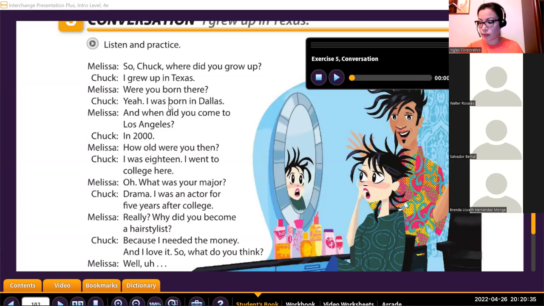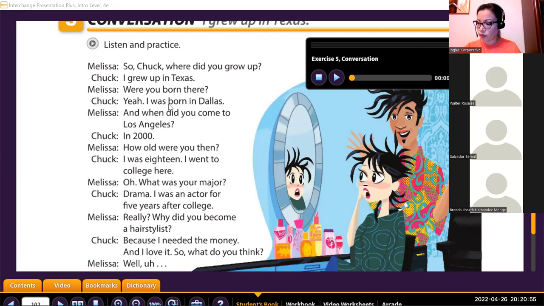Grow up. Yes. Y otro es grow up. Excelente. Grow up. Así con O de un solo y se une con up. Grow up. I grow up. Y el otro es grew up. Es como grew up en pasado, grew up.